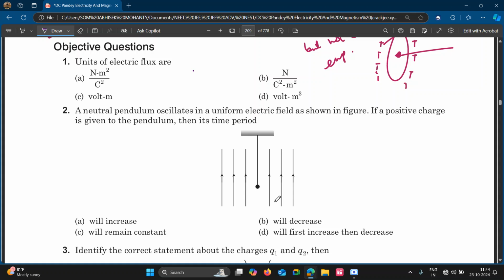First is units of electric flux are. So this is like it's a mixture of units of volt meter, square. So just one option is correct.